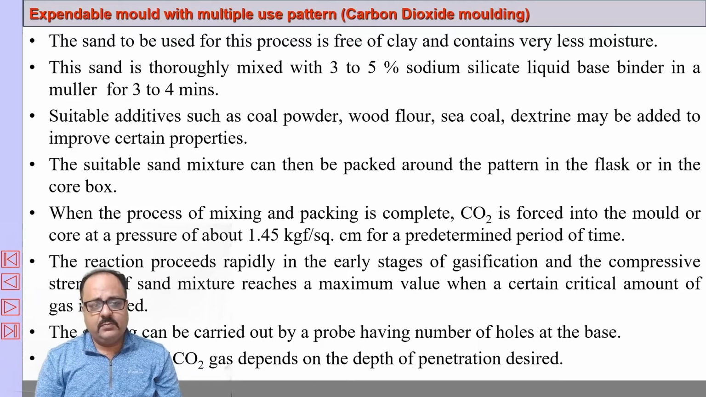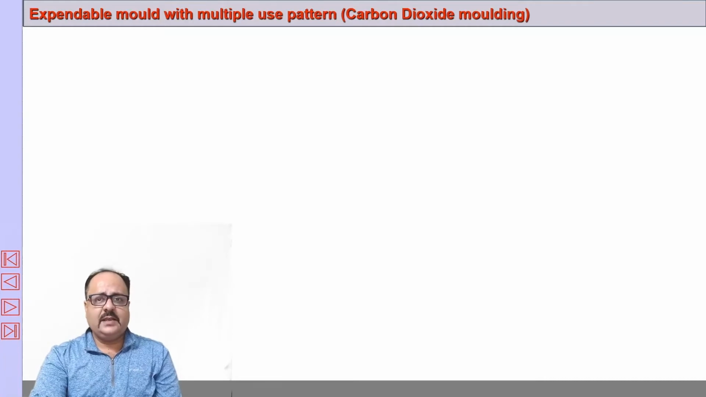CO2 is forced through the mold under certain pressure for a predetermined period of time. The reaction takes place in the early stage of gassing, and the compressive strength of the sand reaches a maximum value when a certain critical amount of gas is passed. The gassing can be carried out by a probe having a number of holes at the base, and the flow rate of this CO2 gas depends on the depth of penetration desired. So this is basically the process of hardening the mold. The rest of the process is similar to that of sand casting, as I have discussed earlier.